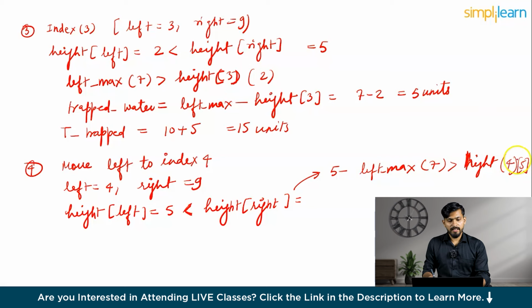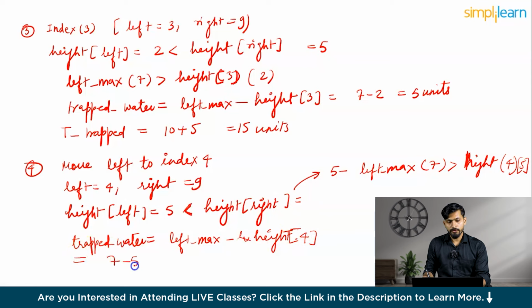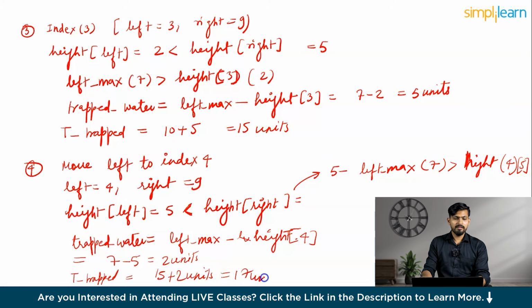So what will your trapped water be in this case? Guys, trapped water will be left max minus the height at 4, equals 7 minus 5, 2 units. And the total trapped, we are just going to add this, so it would be 15 units plus 2 units, 17 units. Okay, so this is the overall approach for calculating the trapped water.